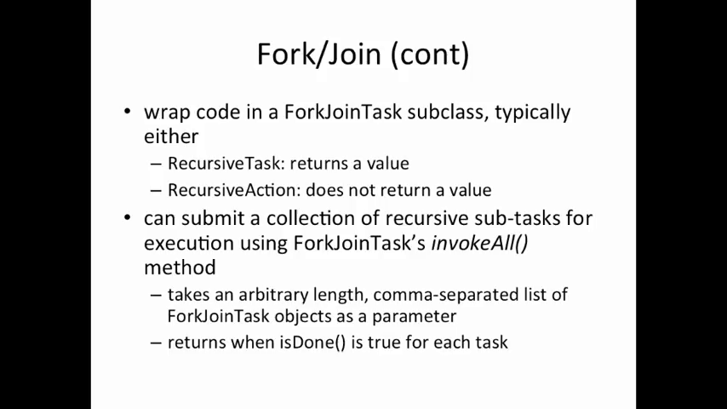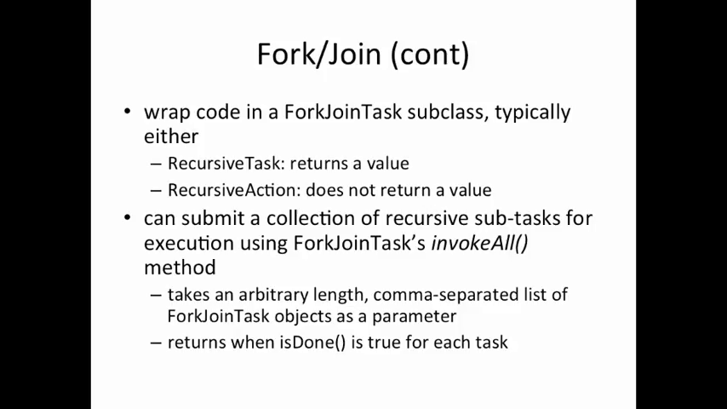So again, the way we use our fork join pools is that we first are going to wrap our code that we want to parallelize into something called a fork join task subclass. And there's typically two subclasses we use, either recursive task, which returns a value, or a recursive action, which does not return a value. For example, with quicksort, which simply sorts an array in place, we are not going to return a value. Same thing with merge sort, whereas let's say our recursive task was to sum an array of numbers, then we would want to return a value and we'd use a recursive task.